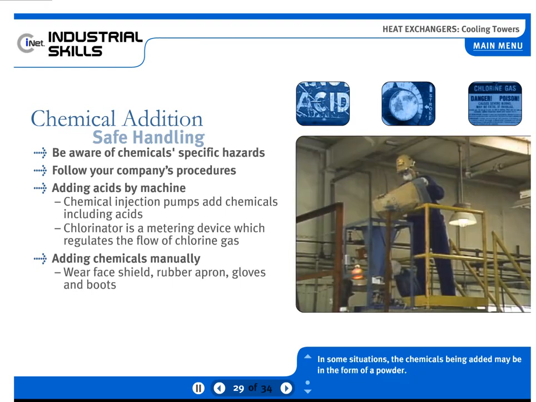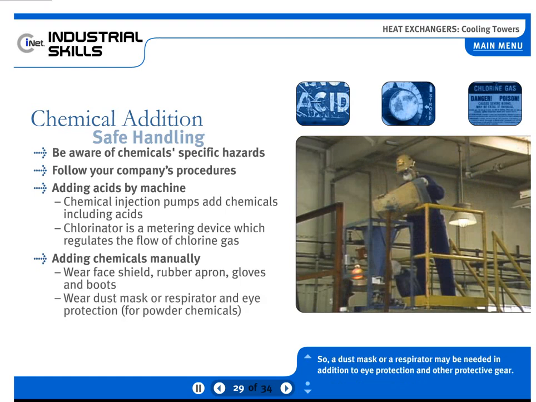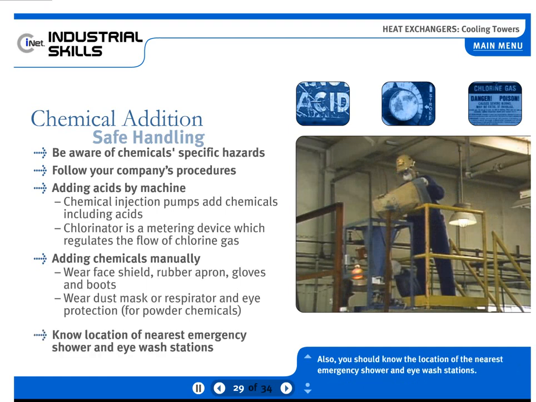In some situations, the chemicals being added may be in the form of a powder, so a dust mask or a respirator may be needed in addition to eye protection and other protective gear. Also, you should know the location of the nearest emergency shower and eye wash stations.